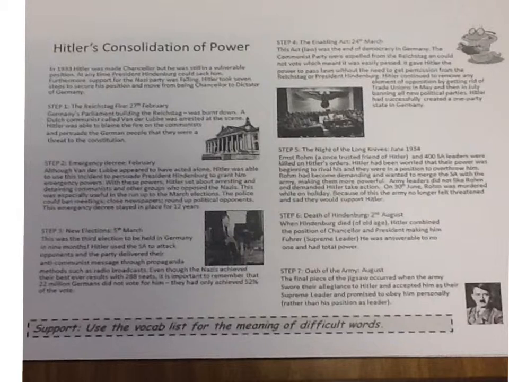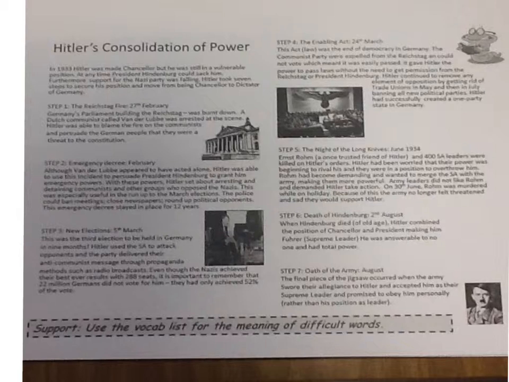Step 5. Having removed external threats to the Nazi Party, he now turns on elements of his own party that he cannot completely control. Ernst Röhm, who had always been a trusted and loyal ally of Hitler, and 400 SA leaders were killed on Hitler's orders. Hitler had been worried about their power, and he was worried that they were beginning to rival his, and they were in a position possibly to overthrow him.